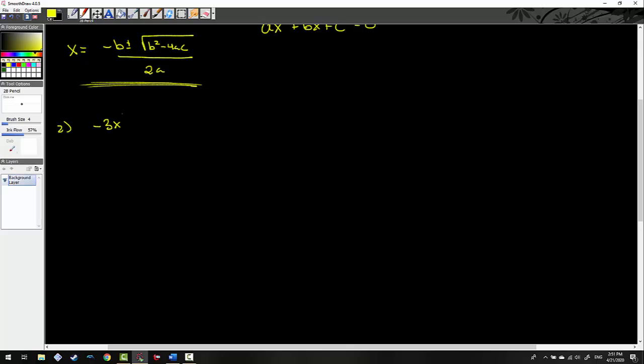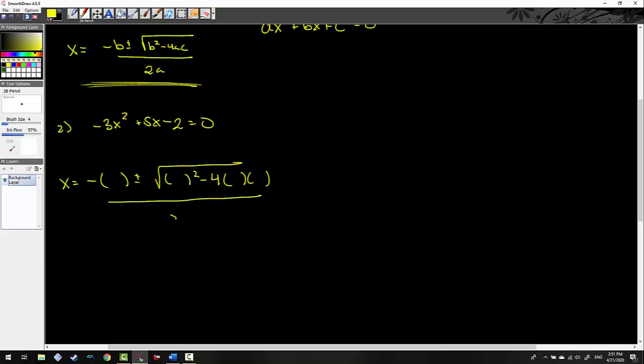Negative 3x squared plus 5x minus 2 is equal to 0. So again, it just looks like it's quadratic formula worthy, right? It doesn't look like it can be factored. So let's just go ahead and plug it in. So it's x equals negative b plus or minus the square root of b squared minus 4 times a times c, all over 2 times a.